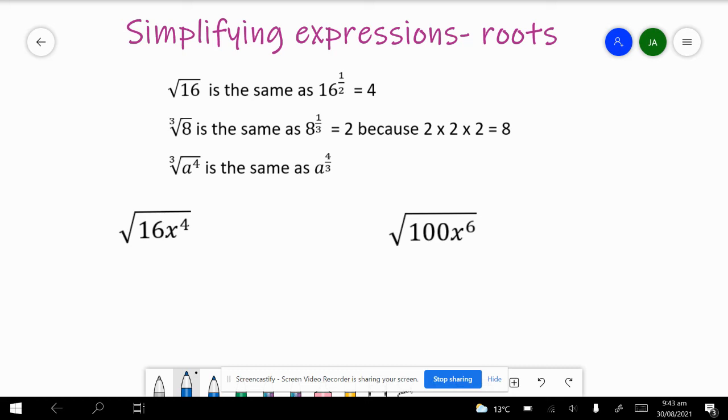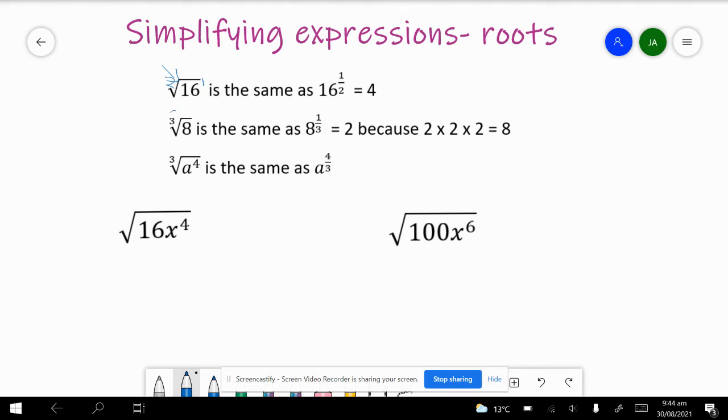So here we're simplifying expressions by finding roots. If we take the square root of 16 here, that's the same as saying 16 to the power of a half. If we look back at the root one, it's 16 to the power of 1, and we're finding the square root of it, so it becomes 1 over 2. And we know that the square root of 16 at this stage is 4. We're just going to talk about it being 4.